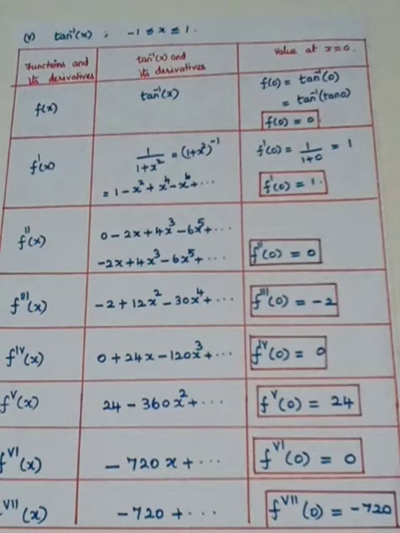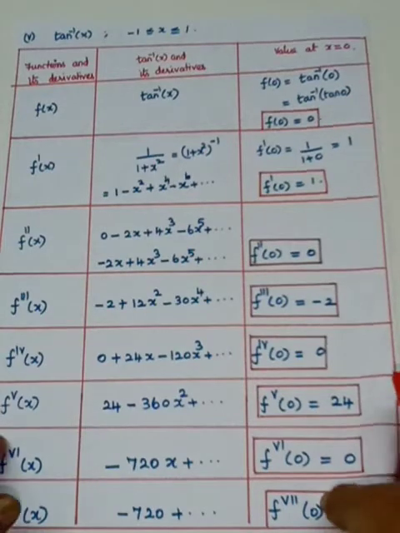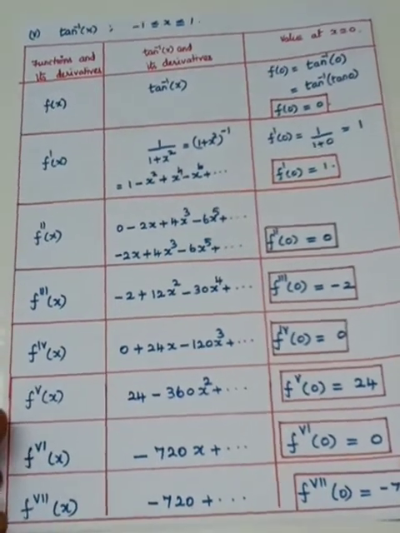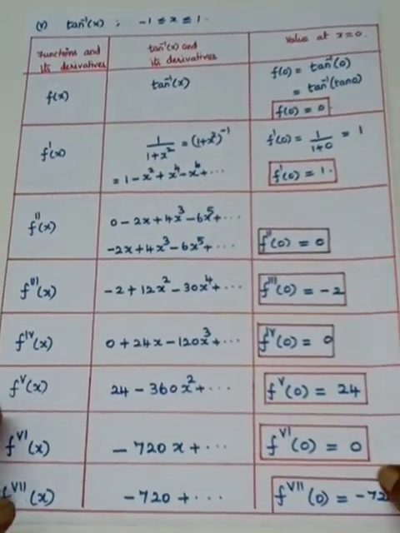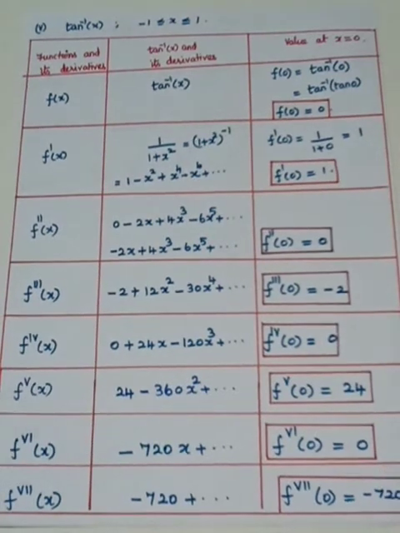The next one, we are moving to the fifth subdivision, that is the tan inverse of x, where minus 1 is less than or equal to x, less than or equal to 1. Okay, the function and its derivatives you have to take. Next one, tan inverse of x and its derivatives, with the value at x equal to 0. So you have to do the tabular column.